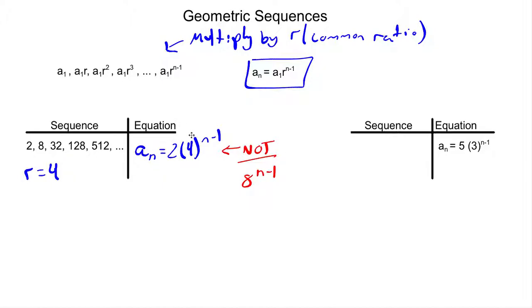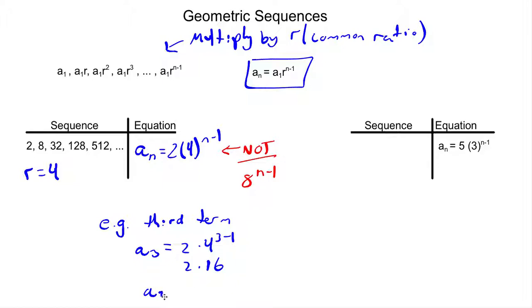That is our equation. So let's say I wanted to find the third term. Well, that's a sub 3, and that is 2 times 4 to the 3 minus 1. So that's 2 times 4 squared, since 3 minus 1 is 2, and 4 squared is 16. So a sub 3 is equal to 32, and yeah, it is. Look at that.